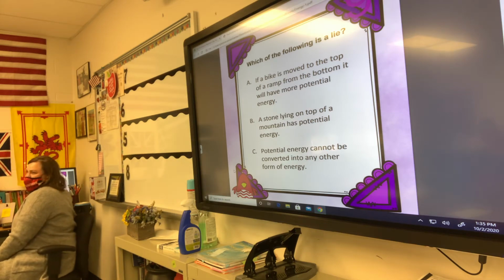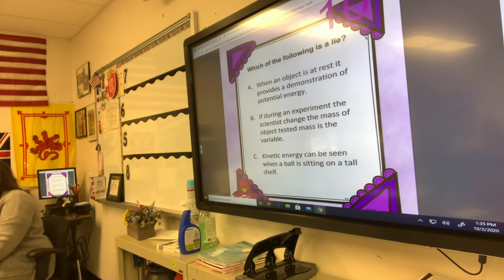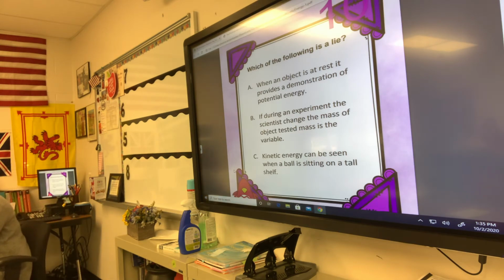Ready? Okay, number 10. Which of the following is a lie? A, when an object is at rest, it provides a demonstration of potential energy. B, if during an experiment the scientists change the mass of the object tested, mass is the variable.